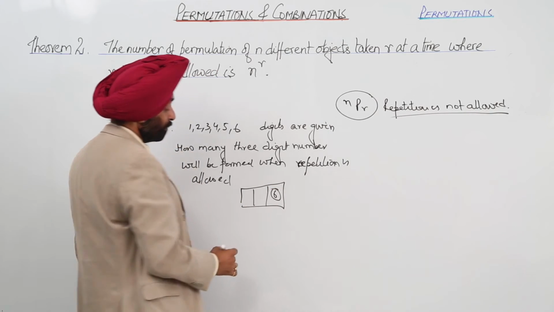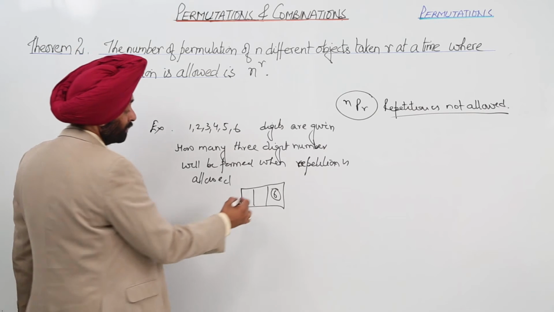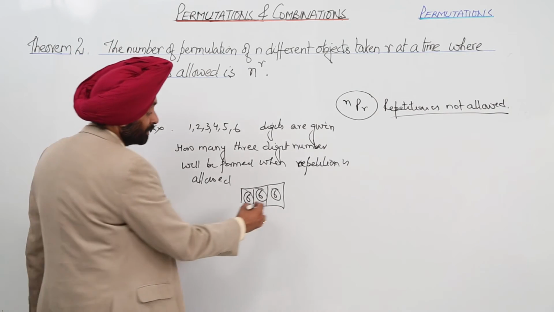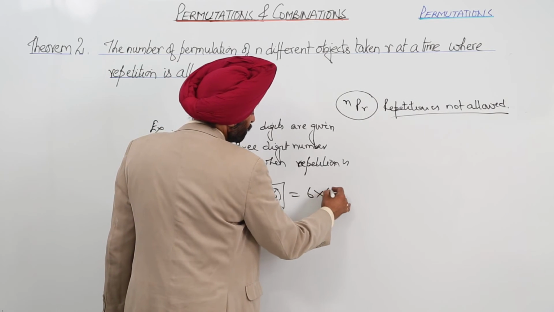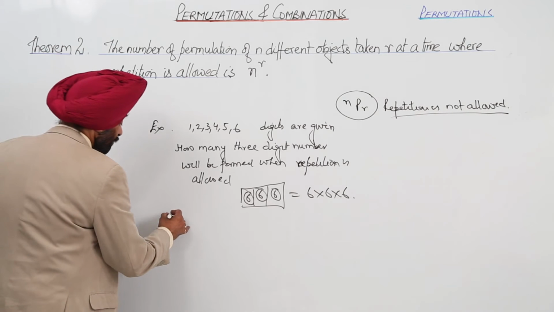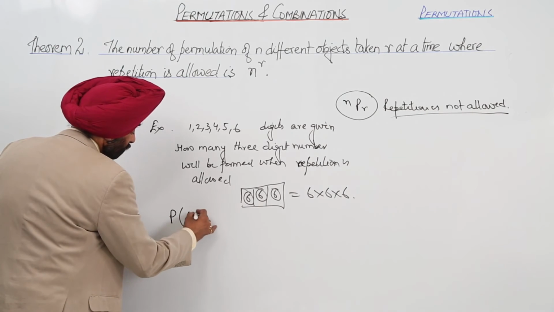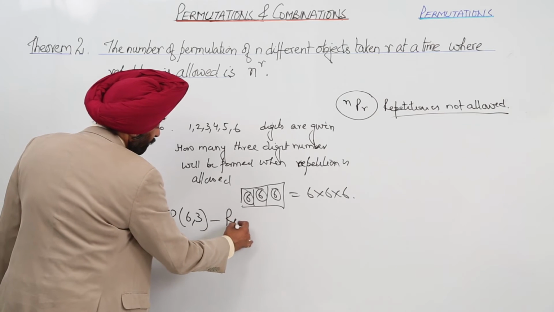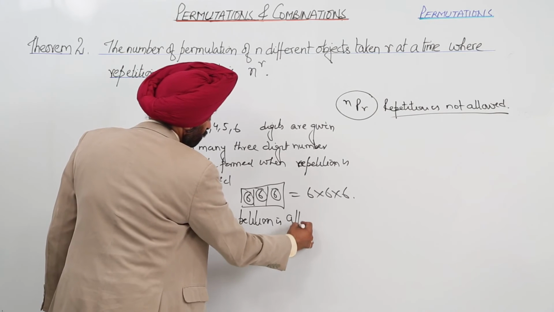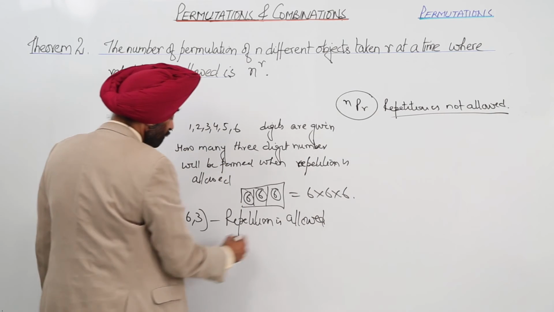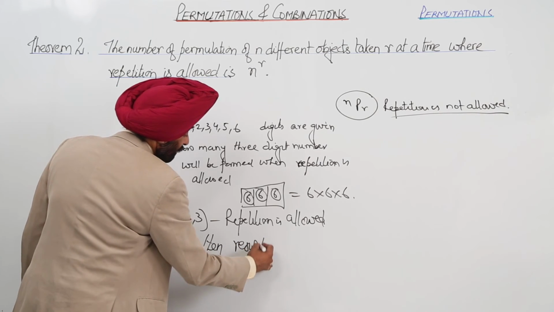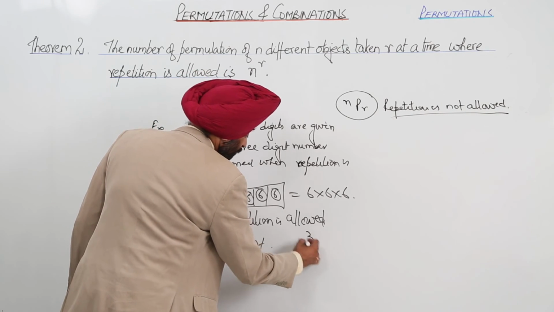It means this place can contain all the 6, this place can contain all the 6, and this place can contain all the 6. So basically this means 6 times 6 times 6. Okay. So if we are writing P(6, 3) and repetition is allowed, then the result will be 6 raised to power 3.